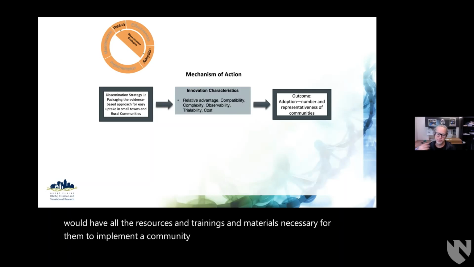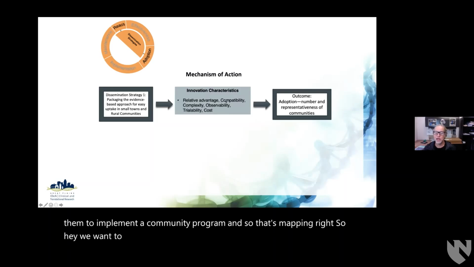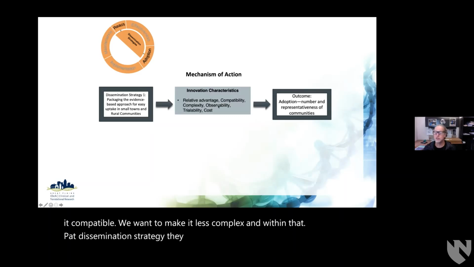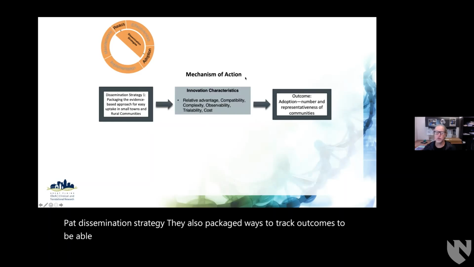And so that's mapping, right? So, hey, we want to improve the advantage of what we have. We want to make it compatible. We want to make it less complex. And within that dissemination strategy, they also packaged ways to track outcomes, to be able to test it out a little bit. So all of these things are addressed with this particular strategy.